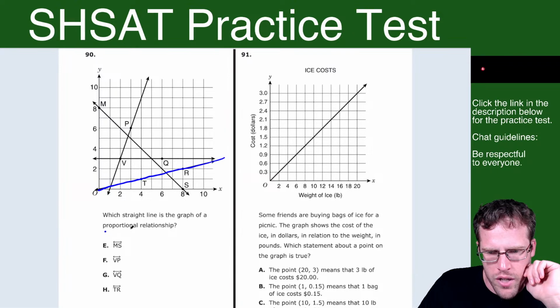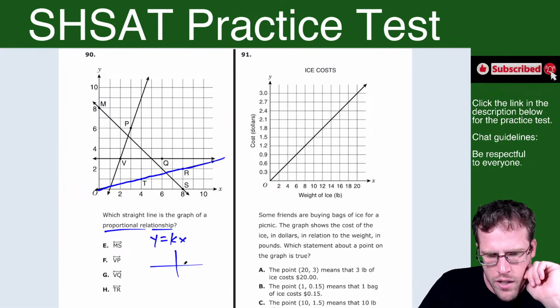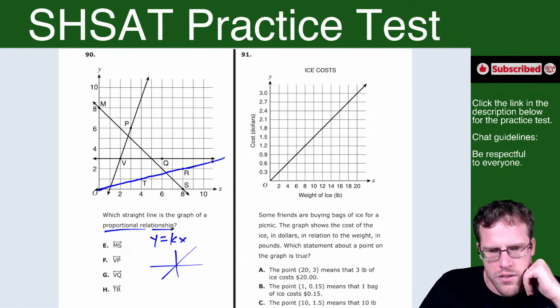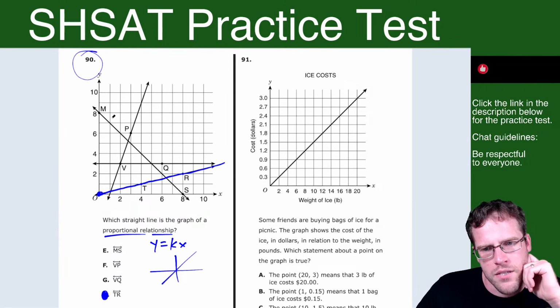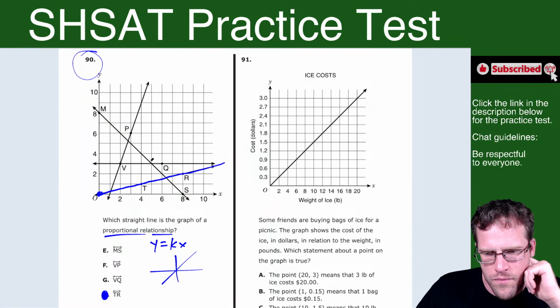Because when I hear directly proportional, I think y equals kx. And any line like y equals kx will go through the origin. So I'm leaning towards this one, but I would circle the question just to be sure. Yeah, just to be certain. Let's see here.